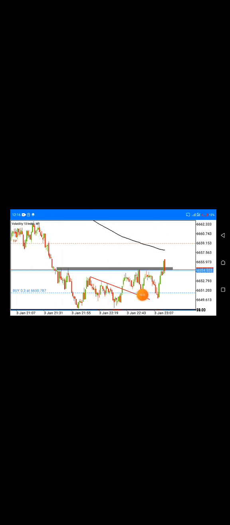Actually, this is where I entered, at the retest of this trend line. Another place you can enter is at the break of this neckline. At the break of the neckline and the retest, you can enter and then ride the trade all the way to this area where your TP is. So that is what we are waiting for. I'm waiting for my TP to be hit. Then you can put your stop loss here.